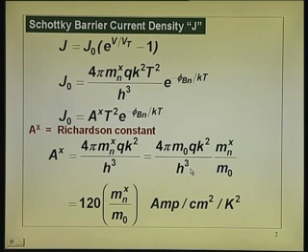I discussed it last time, so I am going through it quickly so that we are focused on our discussion today. This A star is 120 into Mn star by M naught, amperes per centimeter square per Kelvin square. So, now all that is required to evaluate J naught is to evaluate A star, phi b n and temperature.